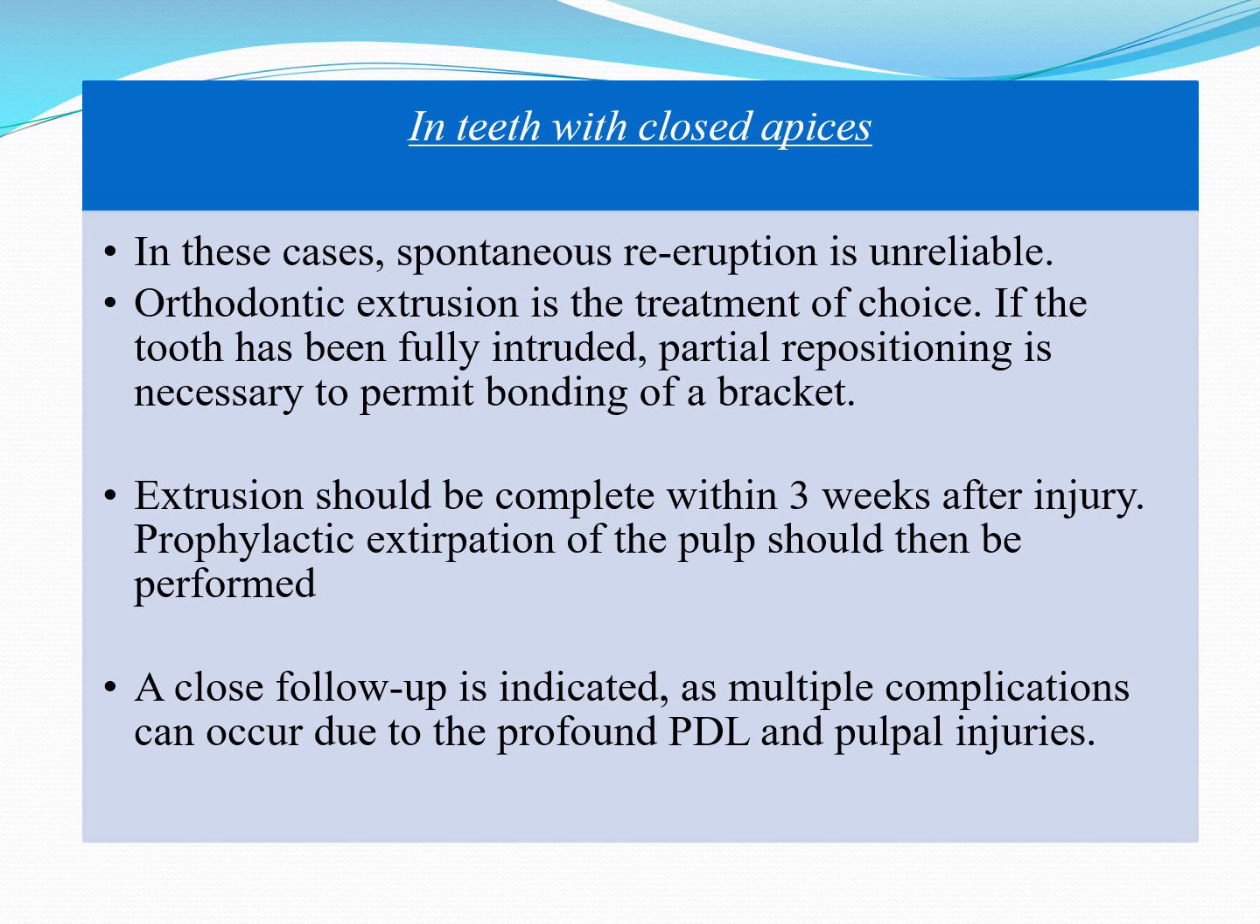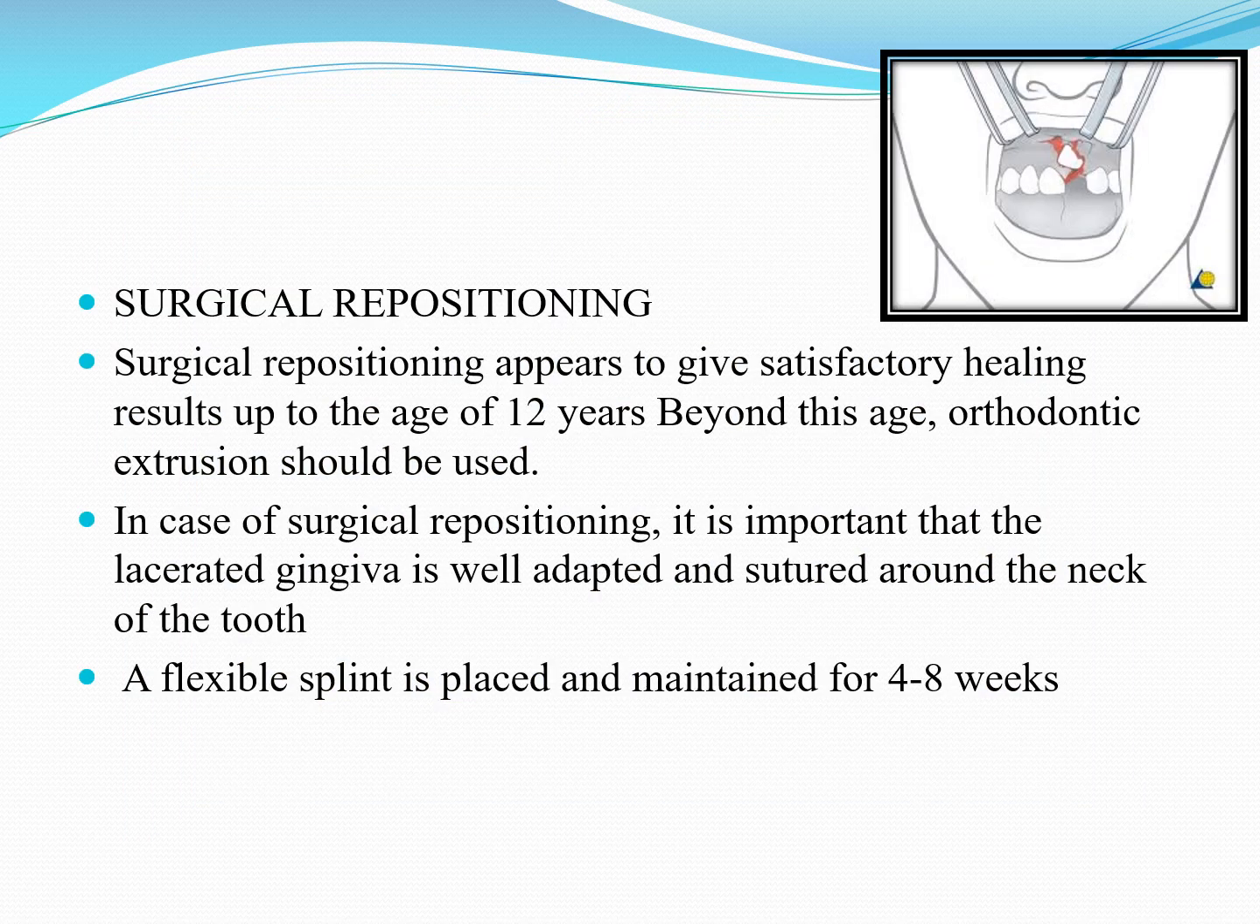So in case of a closed apex, you have to look for orthodontic extrusion. You provide a space for placing the orthodontic bracket and then try to get the tooth back to its original position with orthodontic extrusion, and all this process should be completed within 3 weeks of injury, because repair will occur after 3 weeks and getting back to its original position will become tough. And as I told you previously, root canal therapy is needed for intrusive luxation.